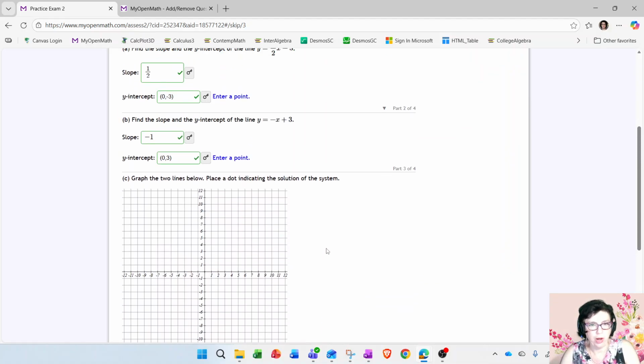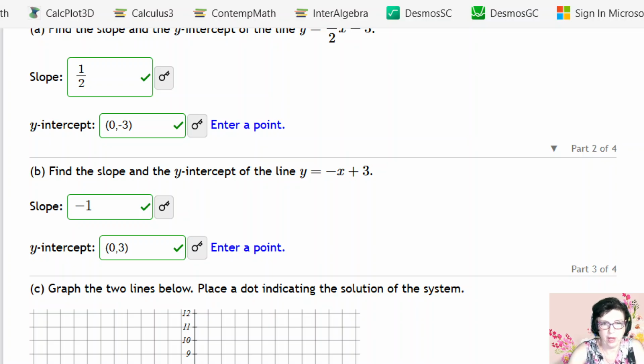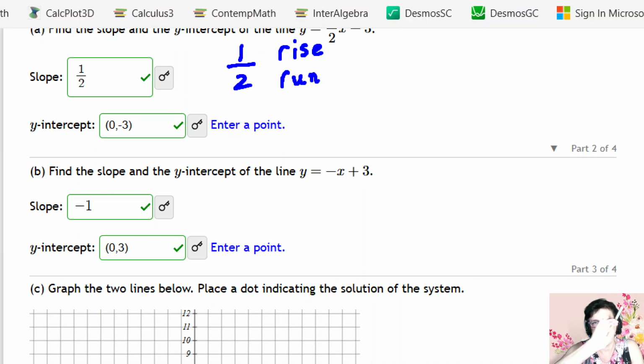Now we're ready to graph. How are we going to graph it? Okay, the first thing you need to remember is that the slope is rise over run, okay? If your slope is 1/2, that means that rise is 1 and run is 2. Always start, at least I always do, with run. I go 2 to the right because it's positive, and then the rise is 1 up.